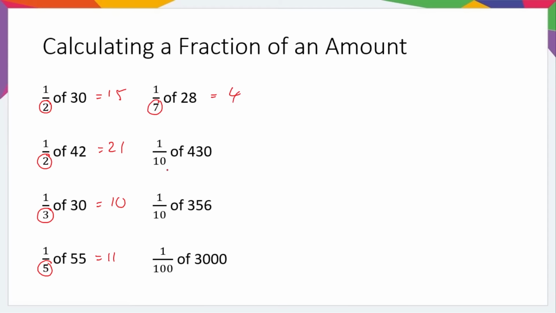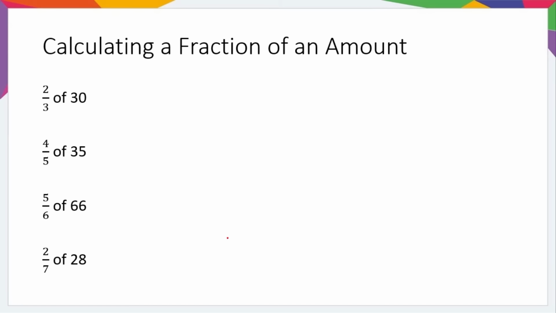If you're working out 1/10 of something and it ends in a 0, just chop off the 0, so the answer is 43. In the next example, 1/10 of this number, 356, it does not end in a 0, so all we need to do is put a decimal point between the last two digits, so 35.6. 1/100th of something, we are just dividing by 100, in this case chopping off 2 zeros, so 1/100th of 3000 is simply 30.